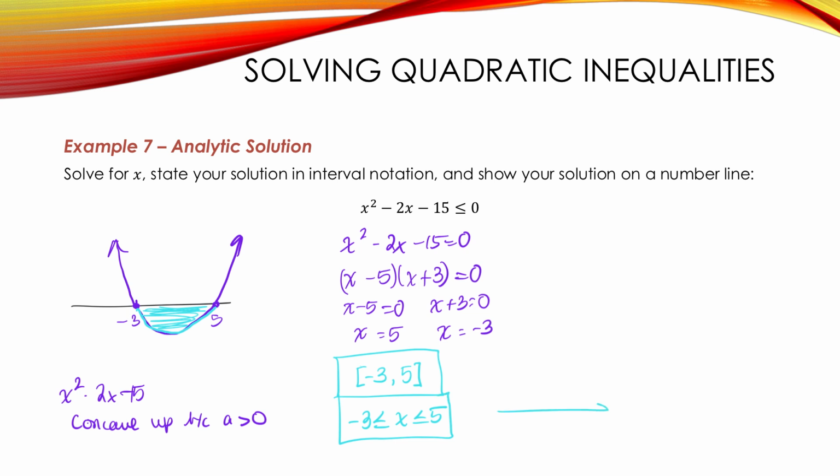And on our number line, we would have our -3 and our 5. We would have closed circles and we would connect them.